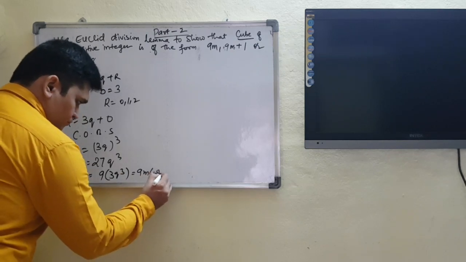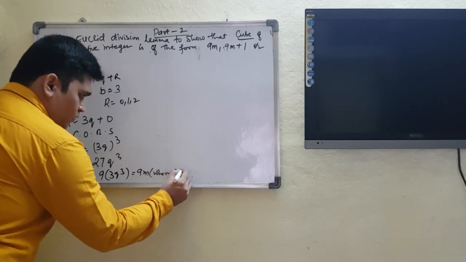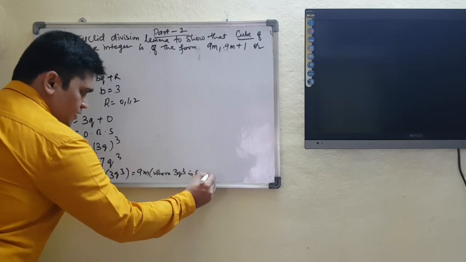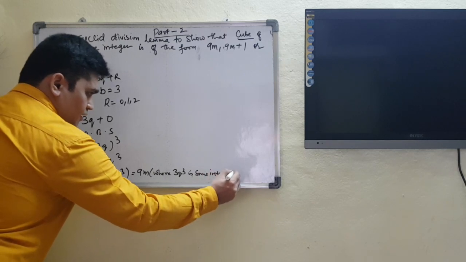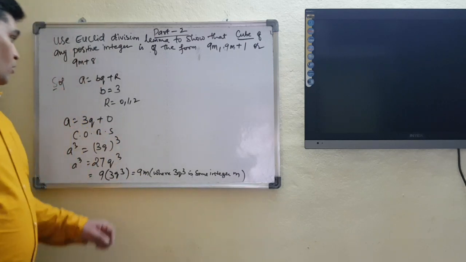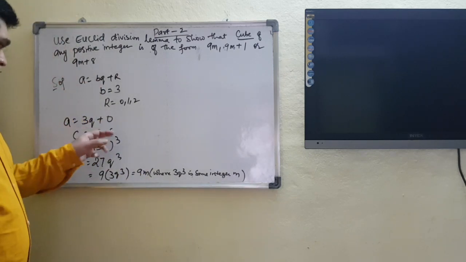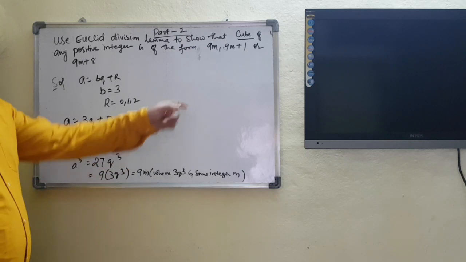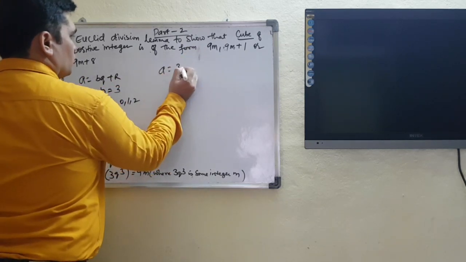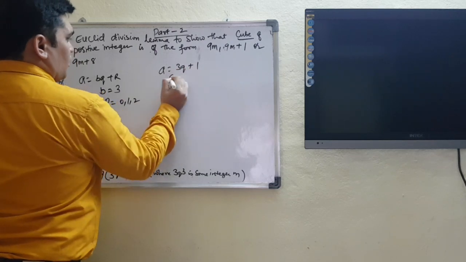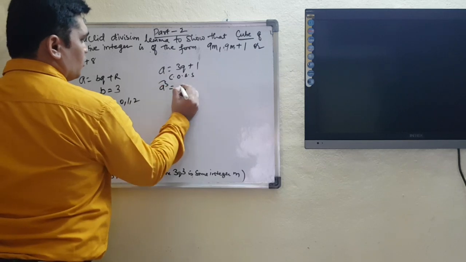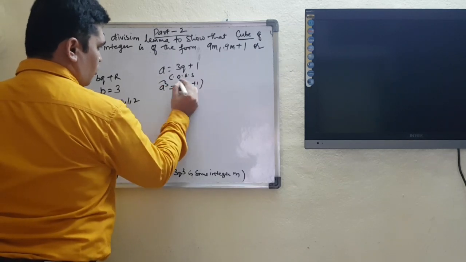Where in the bracket term 3q cube is some integer m, right? So if I consider now, is this term considered as a 9m form? Yes. Go to the next one, where a equal to 3q plus 1. Cubing on both the sides again, it will be a cube equal to 3q plus 1 whole cube.